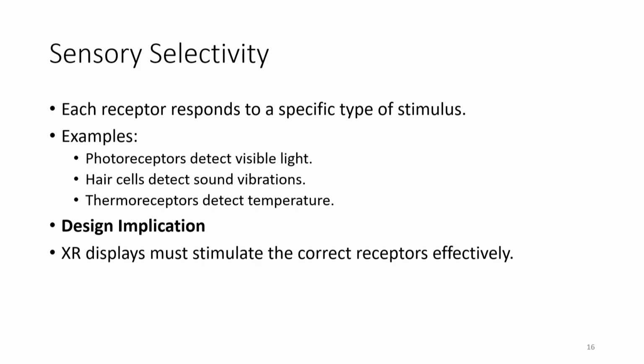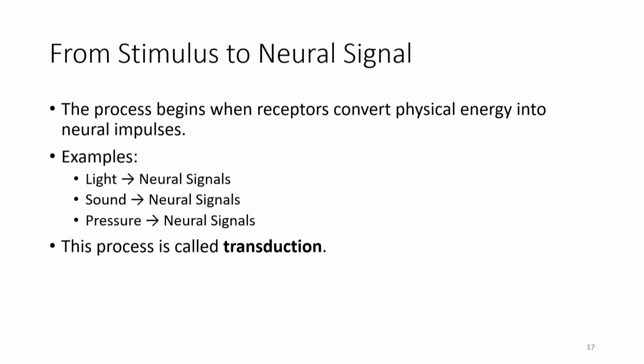For instance, photoreceptors detect visible light, hair cells detect sound vibrations, and thermoreceptors may detect temperature. So, the design implication of this understanding of senses is that as a designer, you must understand that XR displays must stimulate the correct receptors effectively to be able to generate the correct response that is a match for what we are experiencing in the real world.